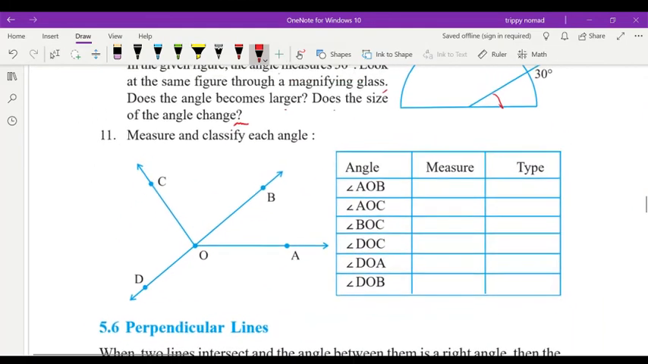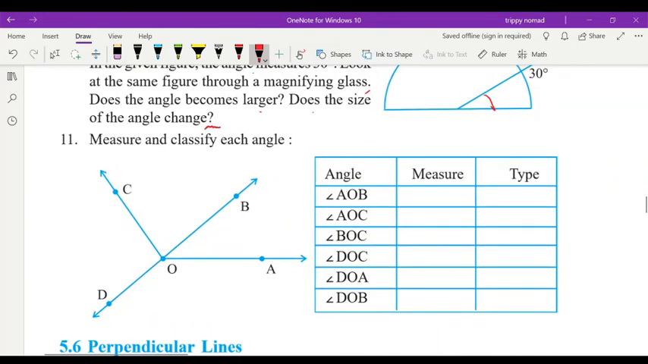Now question number 11, that is the last question. Measure and classify each angle. Here they have drawn angles to measure with the help of the protractor. You have to measure angle AOB. You will put the middle part, the O of the protractor, here, and the line should cover this line, then you will measure this one. Same way all the angles you have to measure and write down the types of angles here.